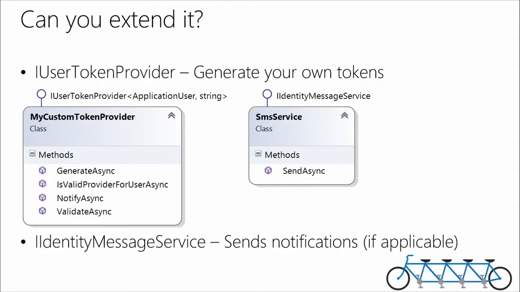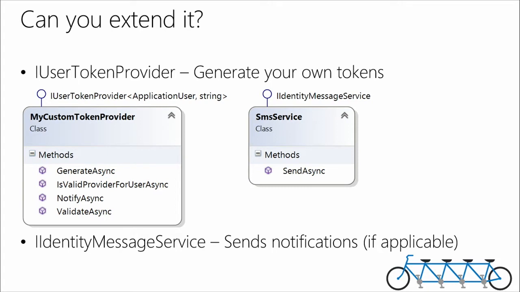So can you extend it? Out of the box, we have SMS and we have email. And you can absolutely extend it. You can extend virtually any part of the identity system. Everything is interface driven. That means you can essentially implement the interface and insert your own classes almost wherever you want. So in this case, if you want your own token provider, no problem.